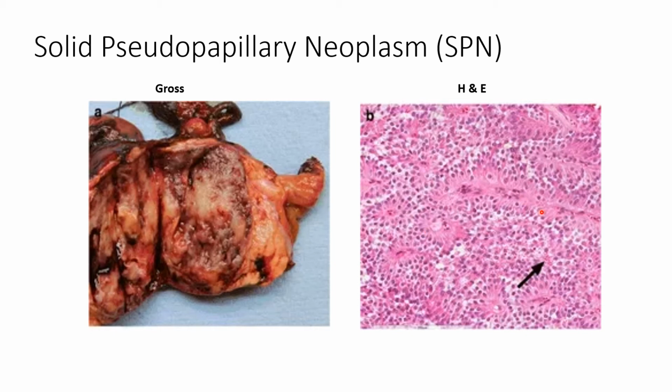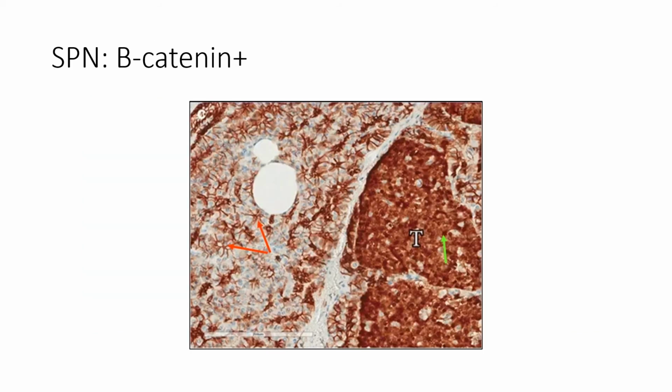And microscopically, we have a solid nest of poorly cohesive cells forming a cuff around these blood vessels. So we have a pseudopapillary structure. That's why it is called solid pseudopapillary neoplasm.